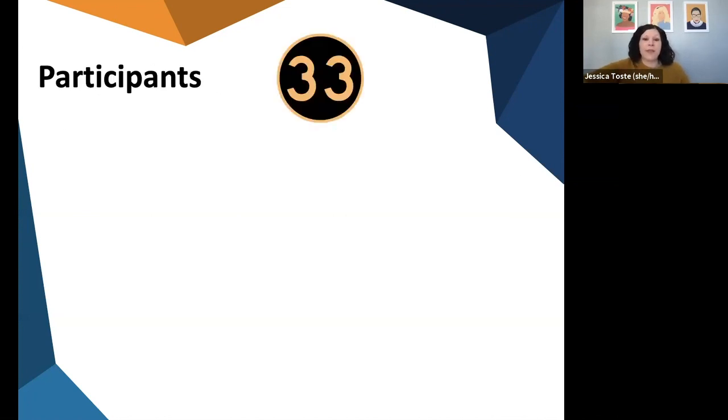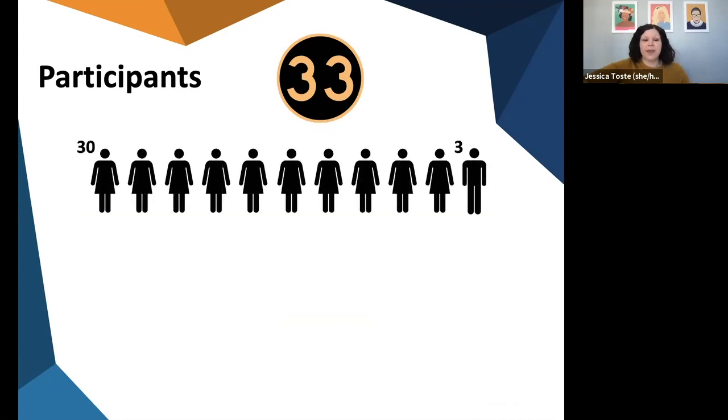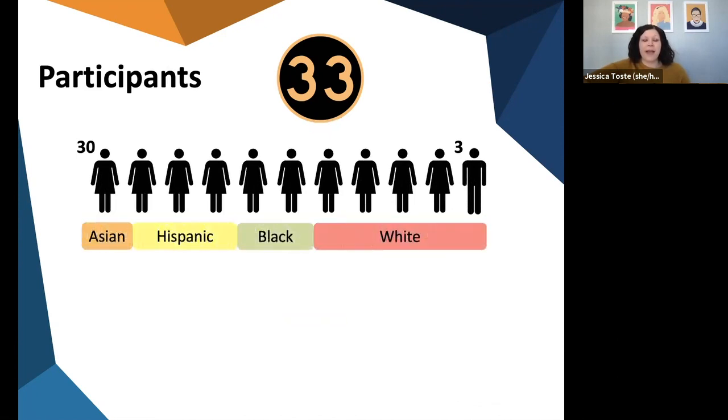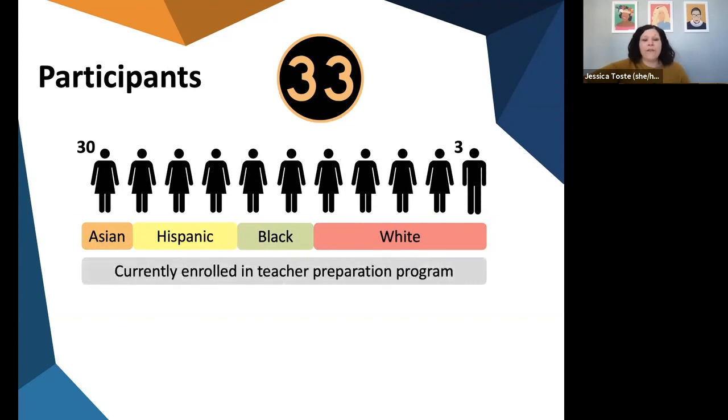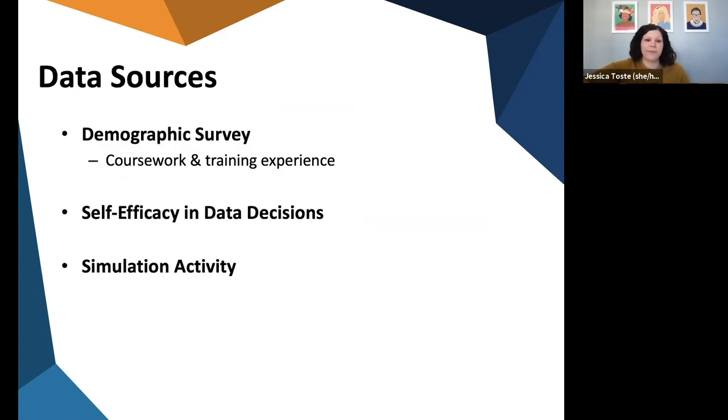In the study, we had 33 participants. The majority were female-identified, with 3 male. Just over 50% of our sample were white, and then there was a distribution across other groups. All of our participants were currently enrolled in a teacher preparation program, and they were in the later years of that program. So they had taken at least their primary classes on reading intervention and special education methods.